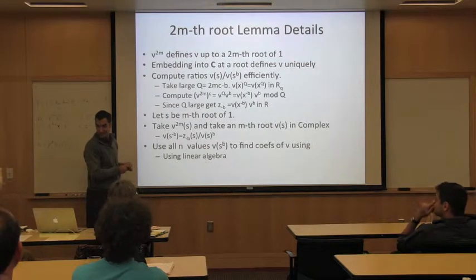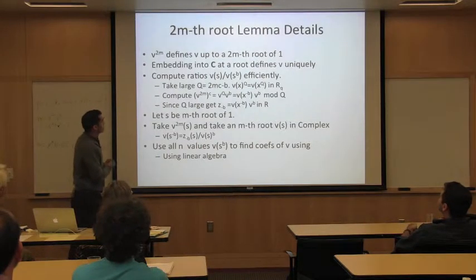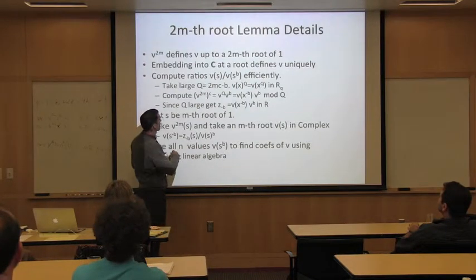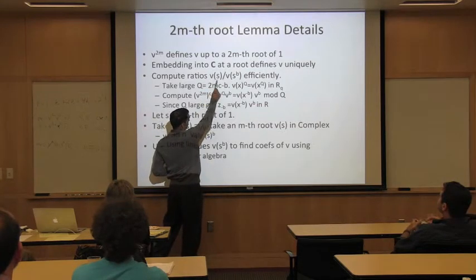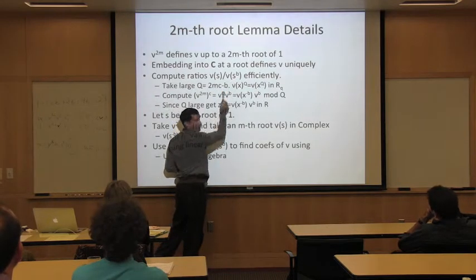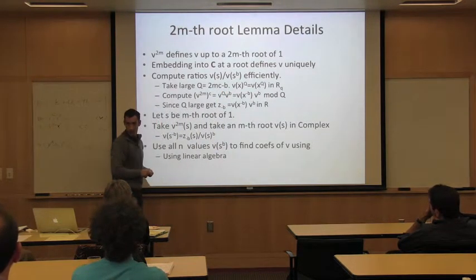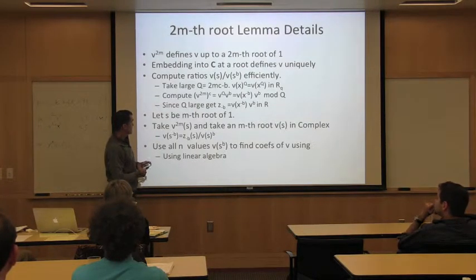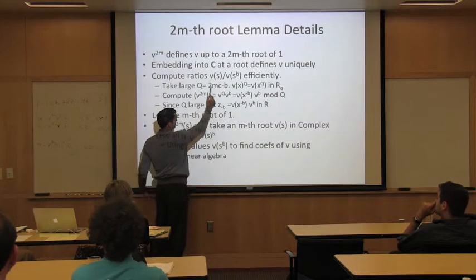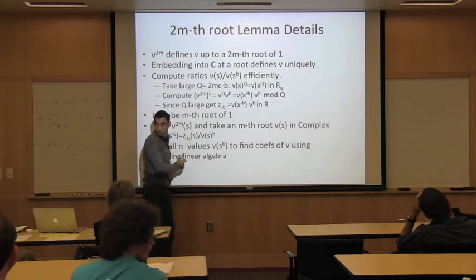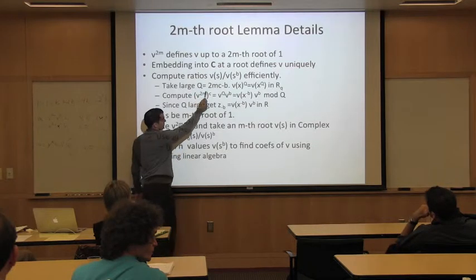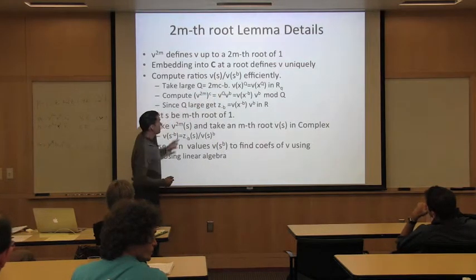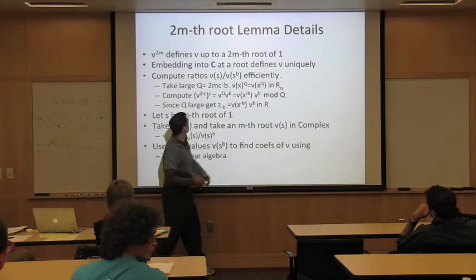You want me to skip this part? No. But what is 2mc minus b? Oh, I want to compute the ratio. If you know v at one root of unity, you can get v at the other roots of unity, and then you can put it together to get v exactly. So I'm going to take a large prime q, which is minus b mod 2m. So this large prime is 2mc minus b, and then we raise everything to the q using Fermat's theorem.